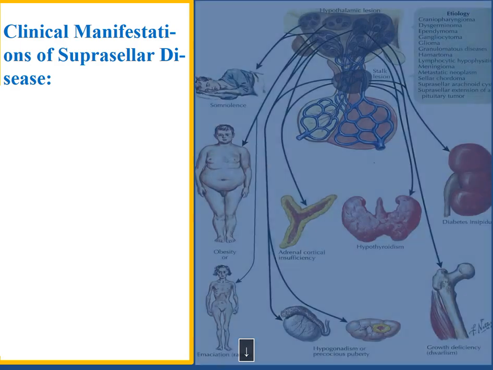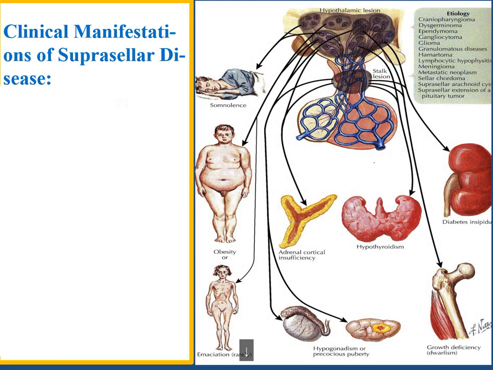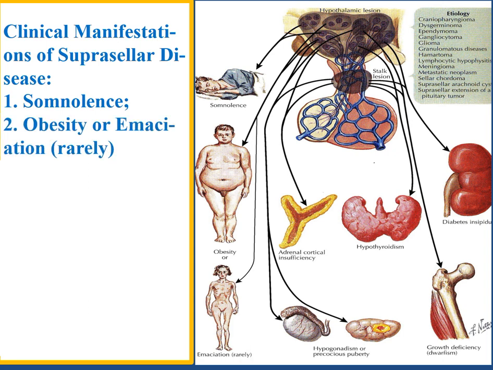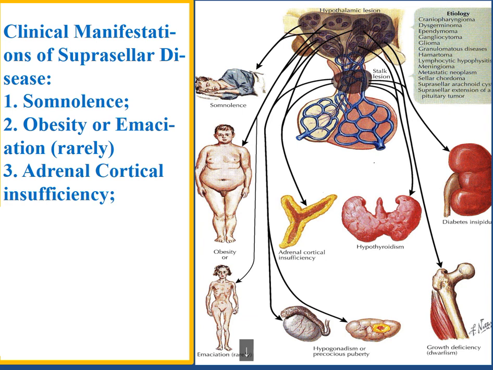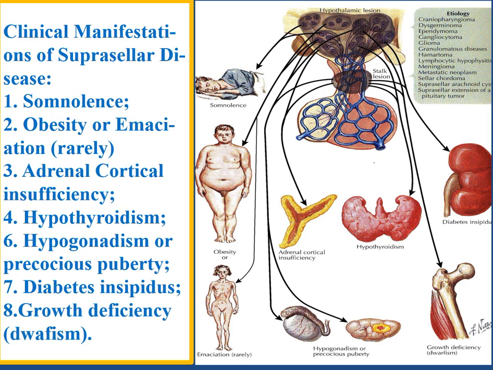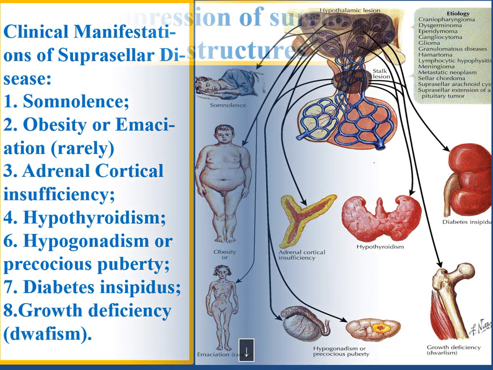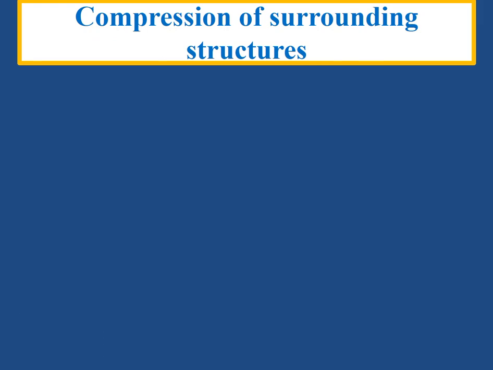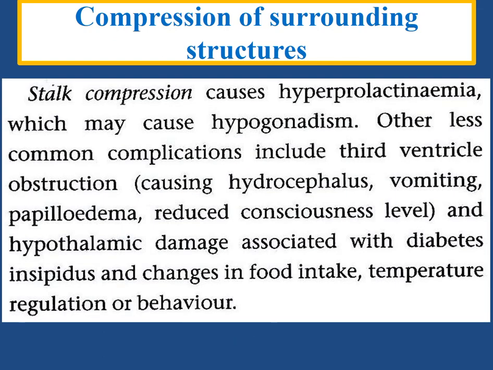Clinical manifestations of suprasellar disease may be different. For example, somnolence, obesity or emaciation, or, rarely, adrenocortical insufficiency, or hypothyroidism, or hypogonadism, or precocious puberty, or diabetes insipidus, or growth deficiency dwarfism. Stalk compression causes hyperprolactinemia, which may cause hypogonadism.